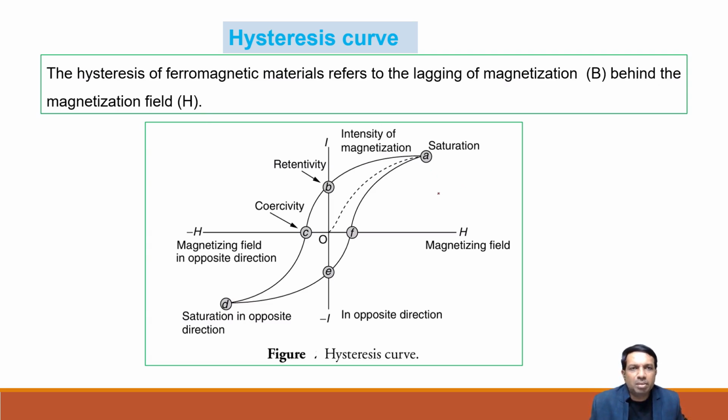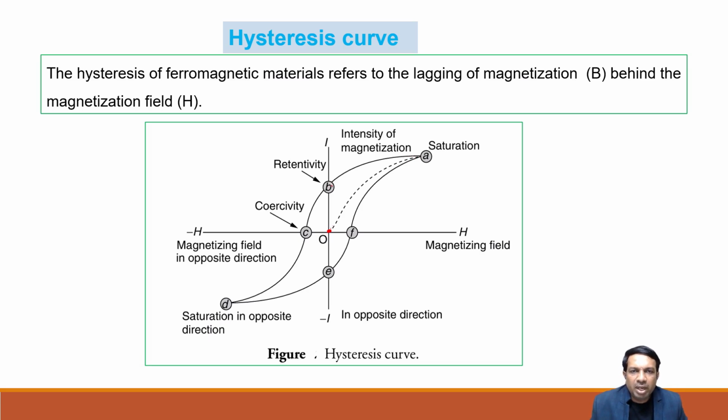So in this curve, we will try to understand how this curve will be formed. Whenever we are drawing the curve, initially we will be at the center O. Whenever we go on increasing the magnetizing field, the curve automatically moves along this line. And whenever we decrease the magnetizing field, moving in the reverse direction, slowly it will decrease.